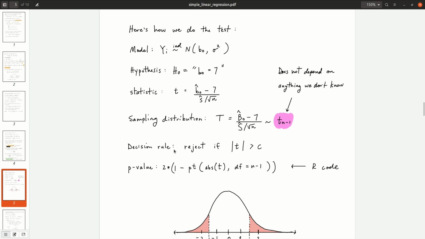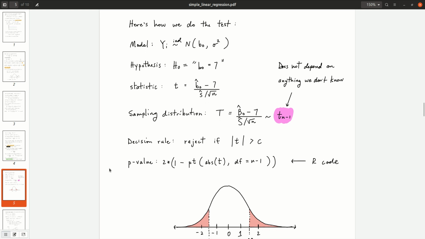Now our decision rule is going to be to reject the null hypothesis if the absolute value of the statistic is bigger than some cutoff. And the reason why this makes sense is we're measuring how far away the estimate is from the hypothesized value and then scaling it. So it makes sense to reject the null hypothesis if this thing is very far away from the hypothesized value after scaling. And then to calculate the p-value, you calculate the probability that the random variable is bigger than the actual observed value.